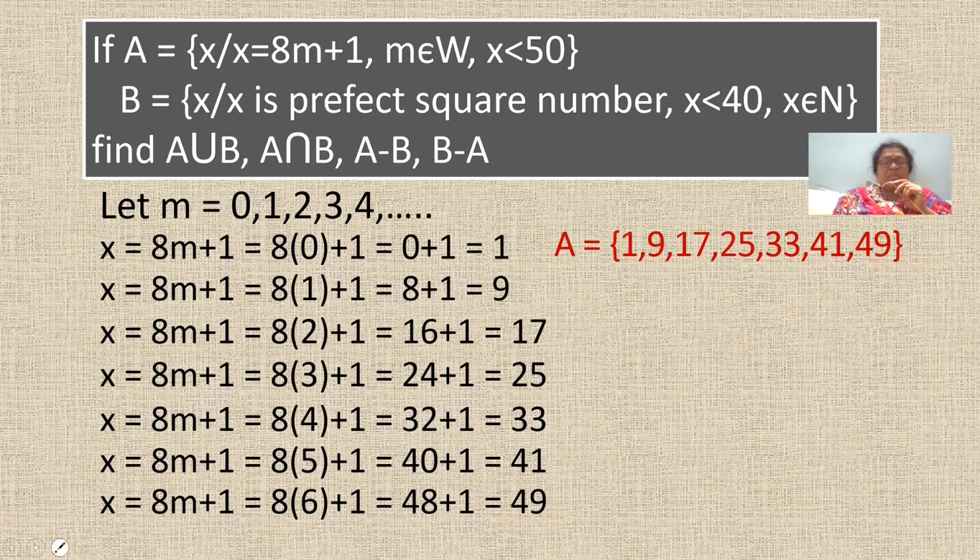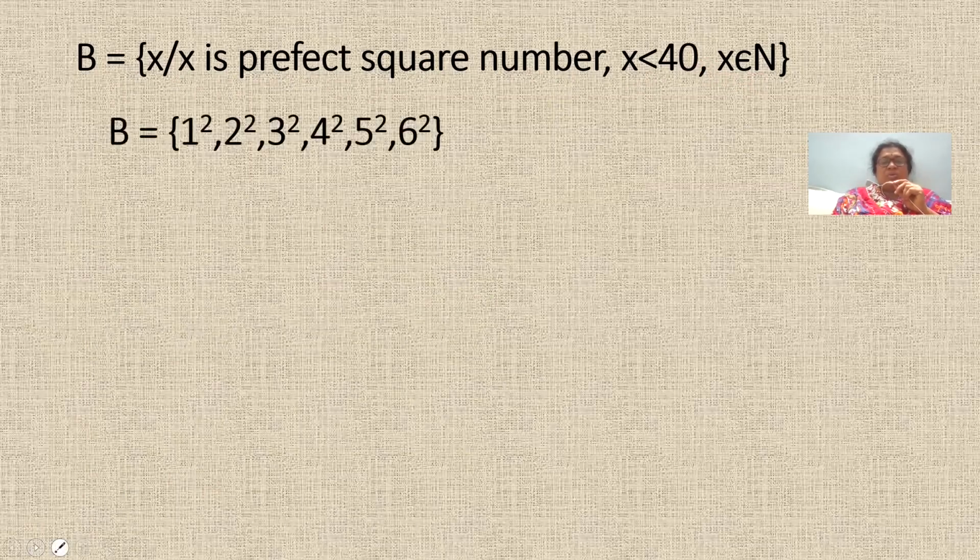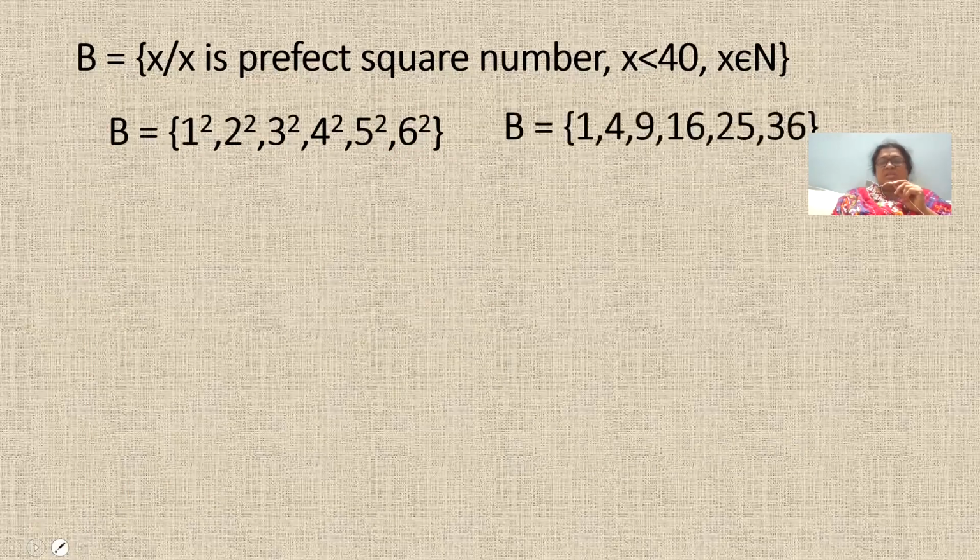Next, we'll write the set B also. Set B, what is given? x such that x is a perfect square number, x is less than 40, and x is a natural number. So you know the perfect square numbers are these. When you take 7 square, 7 sevens are 49, which is bigger than 40. So we have to cut till 6 square, that is 6 sixes are 36, like this.